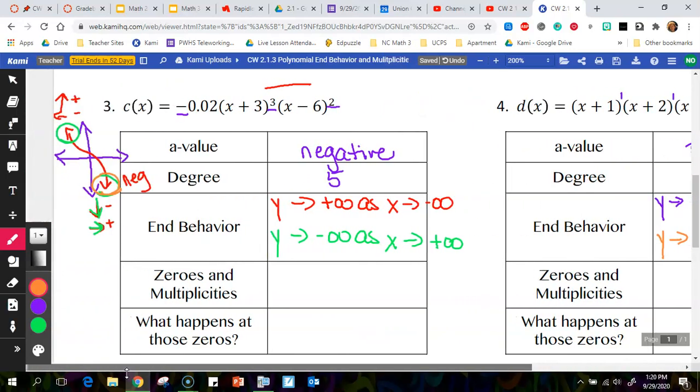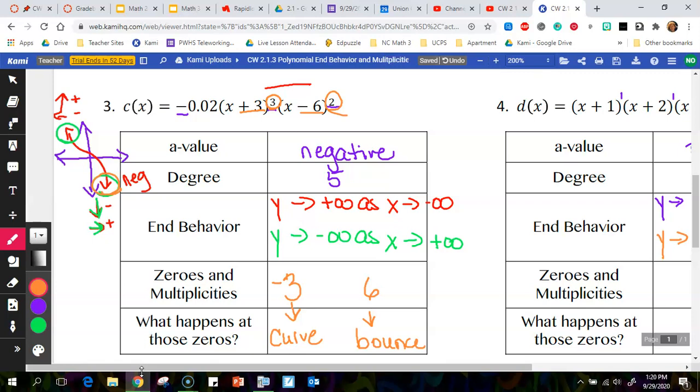Okay, let's look at zeros and multiplicities. Zeros, I have the opposite of this and the opposite of this. So that's negative 3 and positive 6. Okay, what happens? Well, I have a 3 exponent here. That is a curve. And then I have a 2 exponent here. That is a bounce.